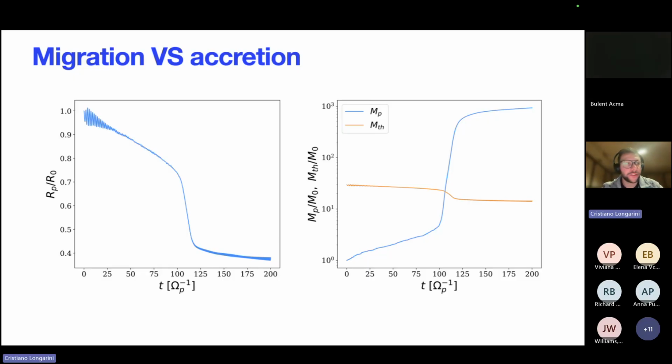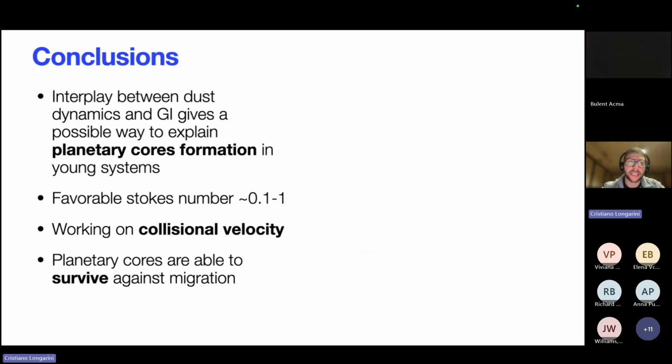Of course, we have also other simulations where we see the opposite behavior, where the type 1 migration time scale is too fast, and this planetary core is accreted by the central object. And here I'd like to leave you with my conclusions.